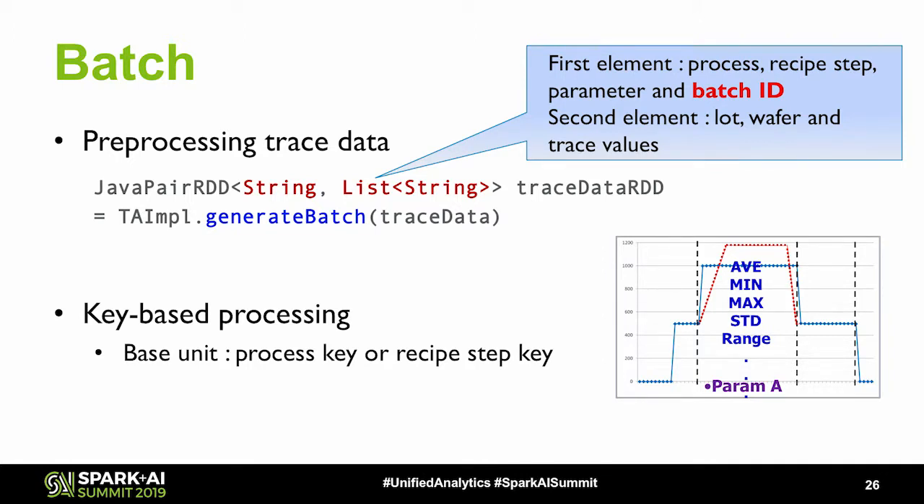Second, TA Spark for big parameter is key-based processing. It means that TA needs to compute some statistic summaries for the whole process and also for a certain recipe step. When we need a statistic summary for a full process step, we extract process and parameter out of all these keys and set them as a new key for the later procedure. Also, when we need a statistic summary for a recipe step key, we extract process, parameter, and recipe step out of all these keys. Since TA has lots of calculations based on process step or recipe step, we need to change the key based on our purpose.